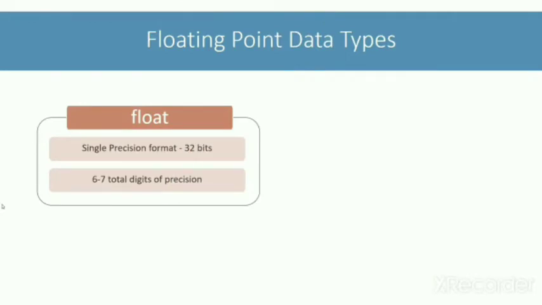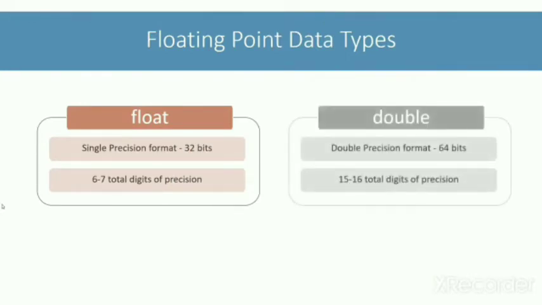Coming back, let's look at double data type. Double stores a number in double precision format, hence it has a size of 64 bits. Double stores the number with 15 to 16 total digits of precision. Let's head back to BlueJ to try out the double data type.